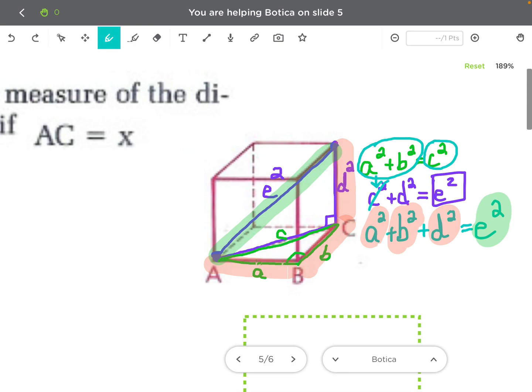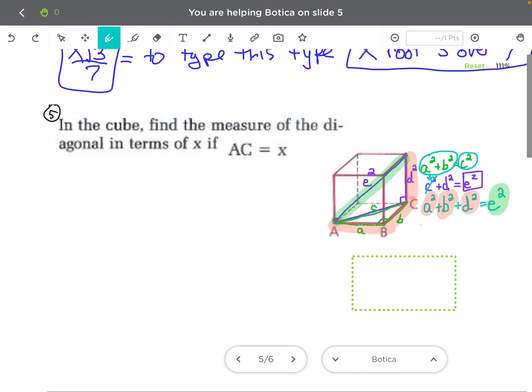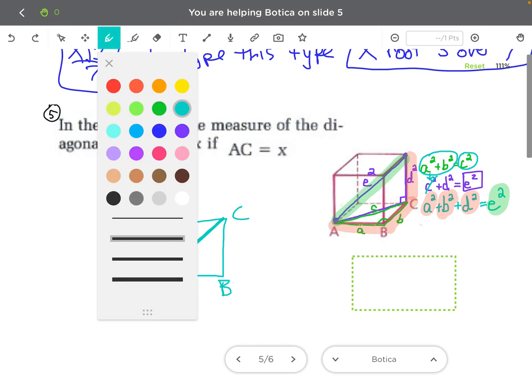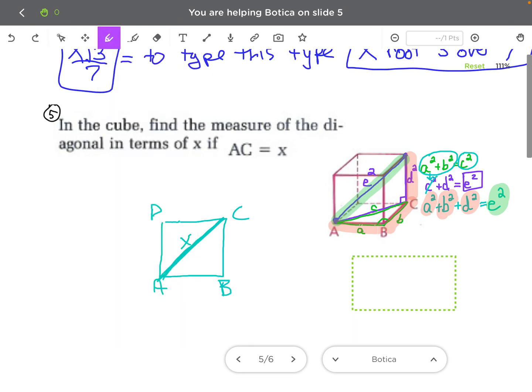So it says if AC is X, okay, so I want you guys to think about this. Again, this is a cube. So I'm just going to draw the bottom of the cube, A, B, C, D. They're telling you from A to C, they want that to be called X. Keep in mind that this is a 45, 45, 90 triangle. Okay, so the hypotenuse is equal to that X root 2 side.